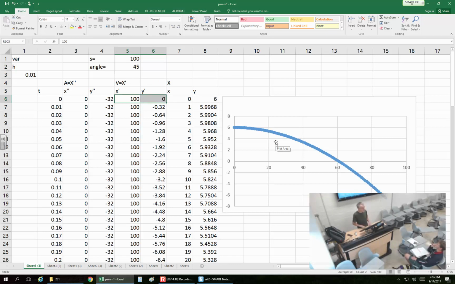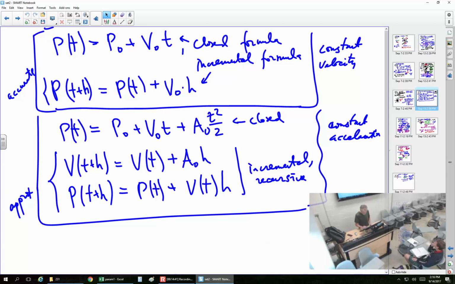Speed is 100, angle is whatever, 45 degrees or any other. So how do we compute it? 100 times sine of pi over 4? Yeah. So let's just do that. So my initial horizontal velocity is cosine, in case you don't remember. So this is what it looks like.